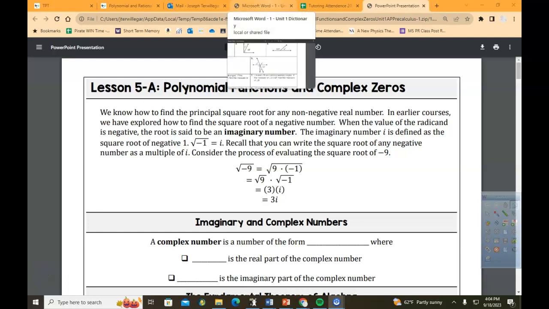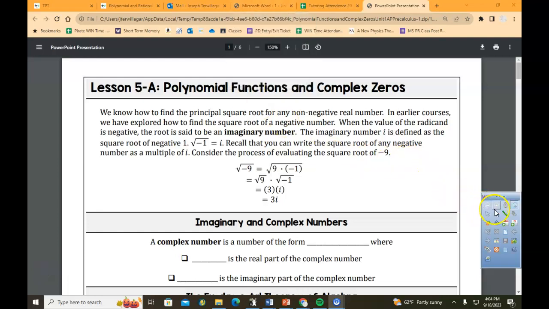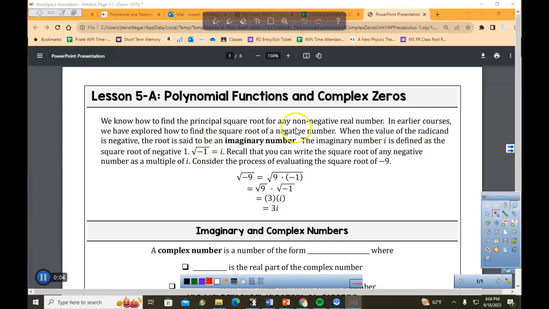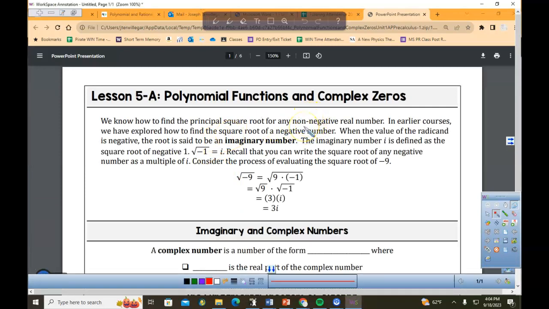Hey there, my pre-calc brethren. Today we are going to be looking at polynomial functions and complex zeros.